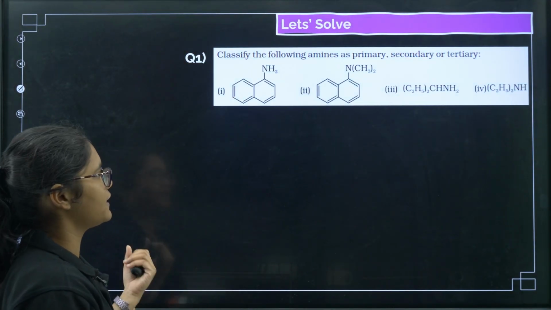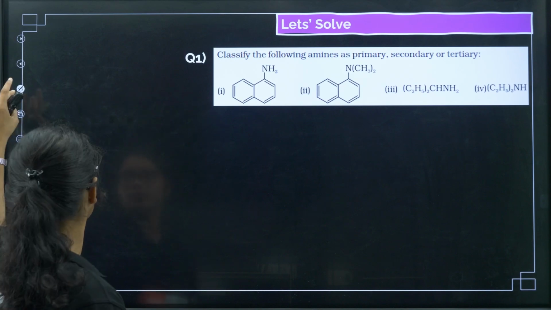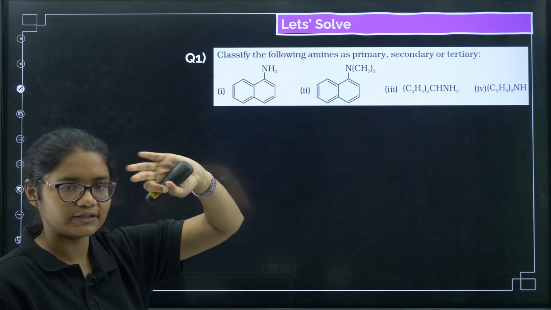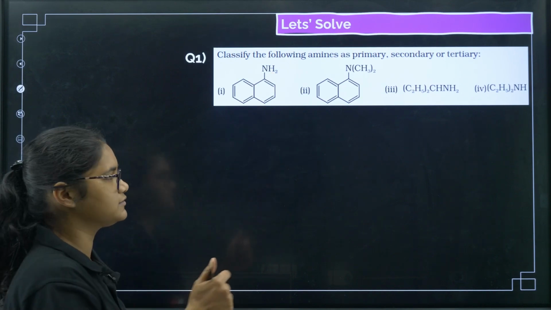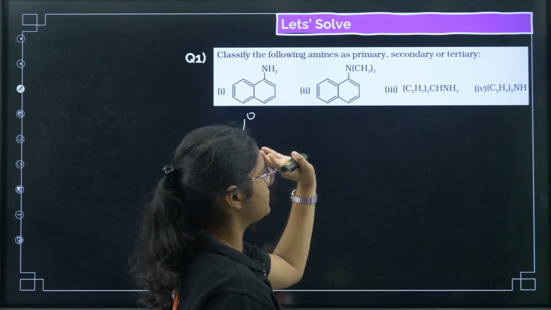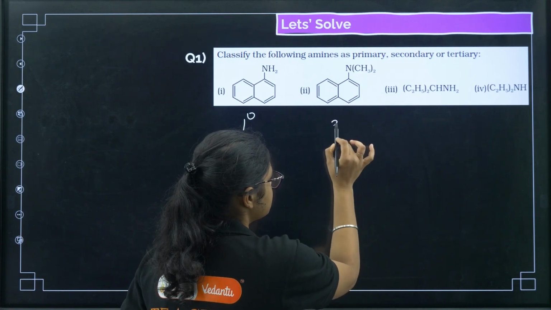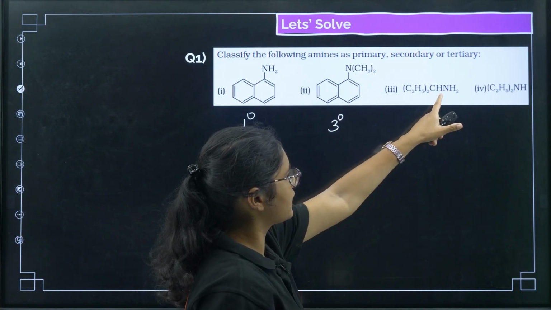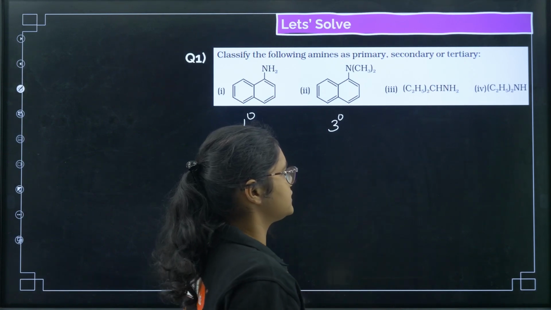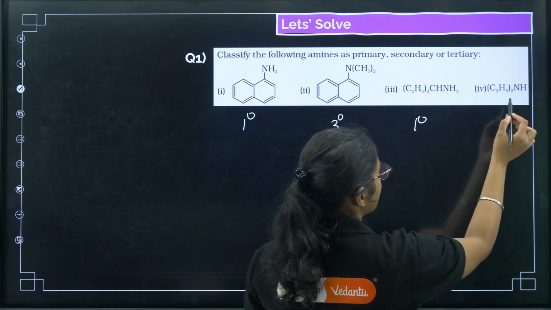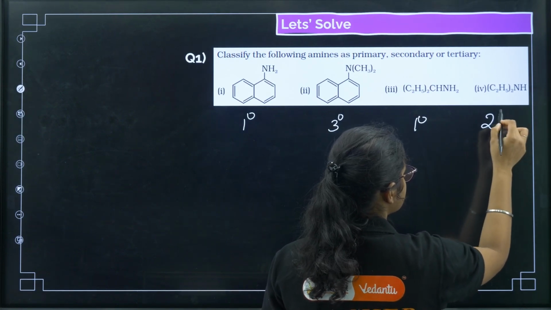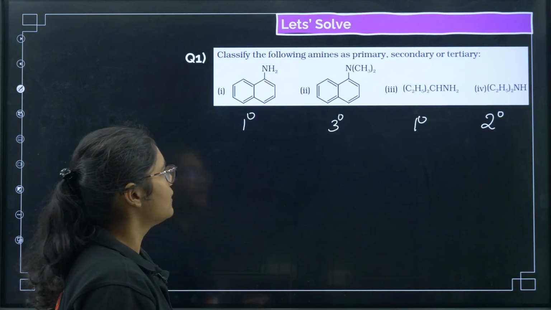You have to identify them as primary, secondary and tertiary. Okay. So let us quickly start. First one, if you see N, there are 3 H, already 2 H is there, that means only 1 H is replaced. So this is primary. Now here, there is no H at all with nitrogen, that means all 3 are replaced. So this is tertiary. Now here, again with this N, we have 2 hydrogens, so only 1 hydrogen is replaced. So this is primary. Here also, only 1 hydrogen is there, that means 2 hydrogens are replaced. So this is secondary. Okay, fine.